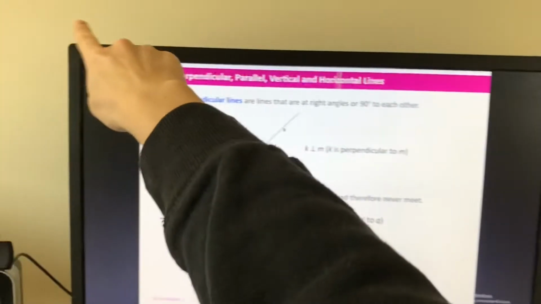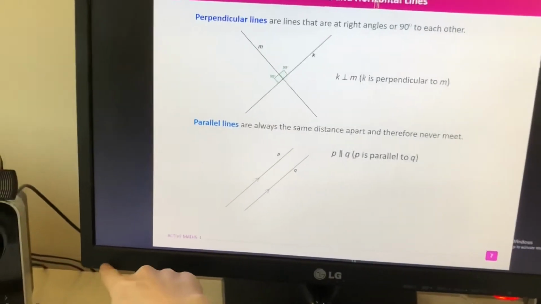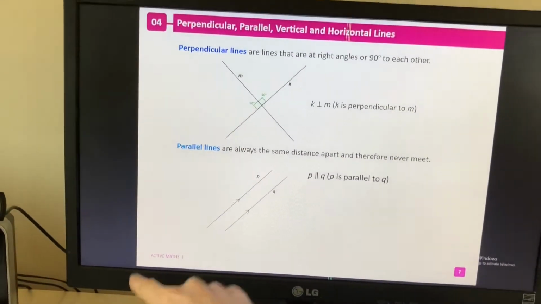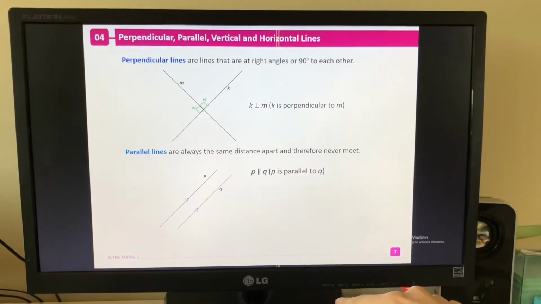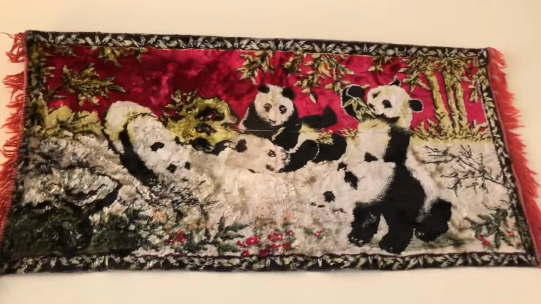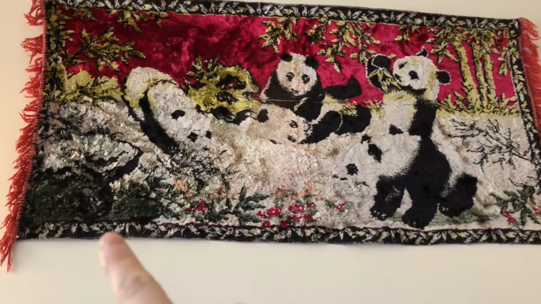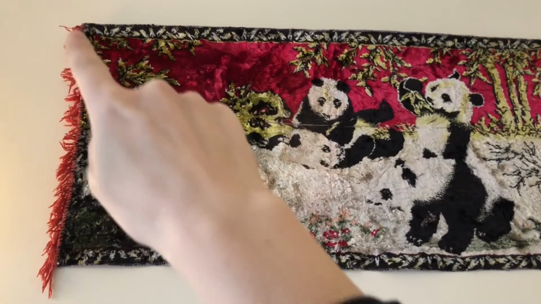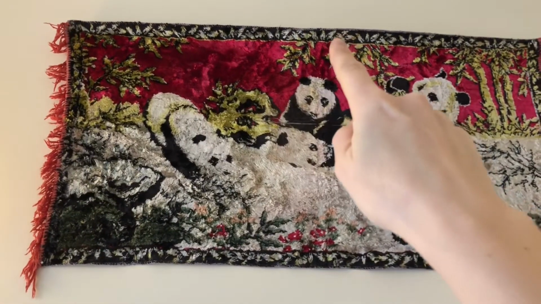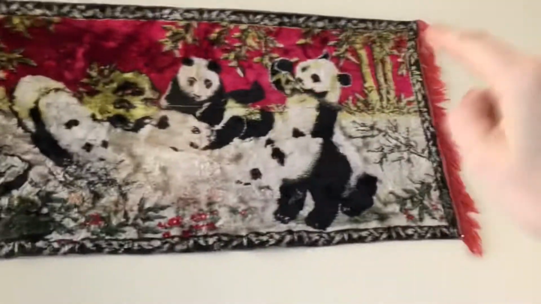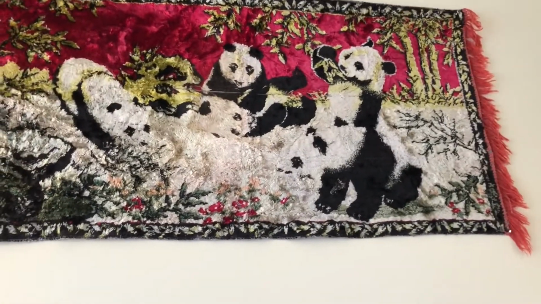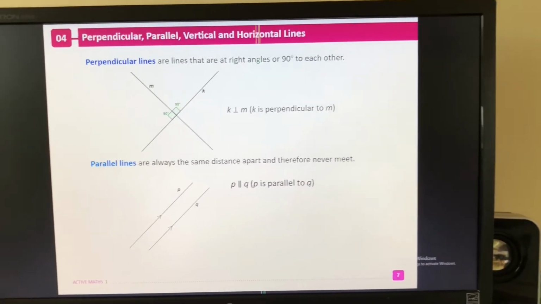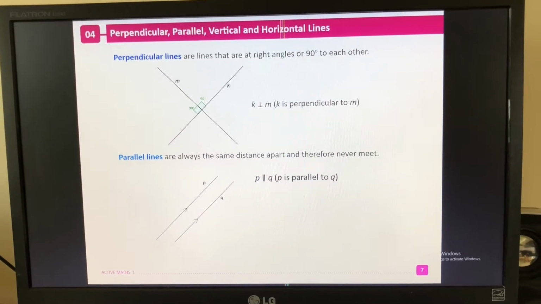If I look at the top of my screen and the bottom of my screen, they're parallel. There's the same measurement between the two of them. I look at my tapestry, parallel and parallel. The side and the top, perpendicular. This side and this side are parallel. Spend a couple of moments looking around your room and see if you can identify different perpendicular and parallel lines.